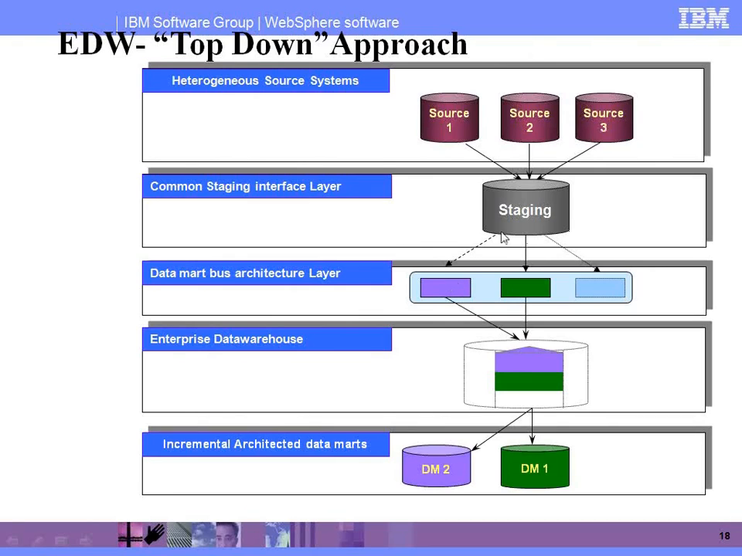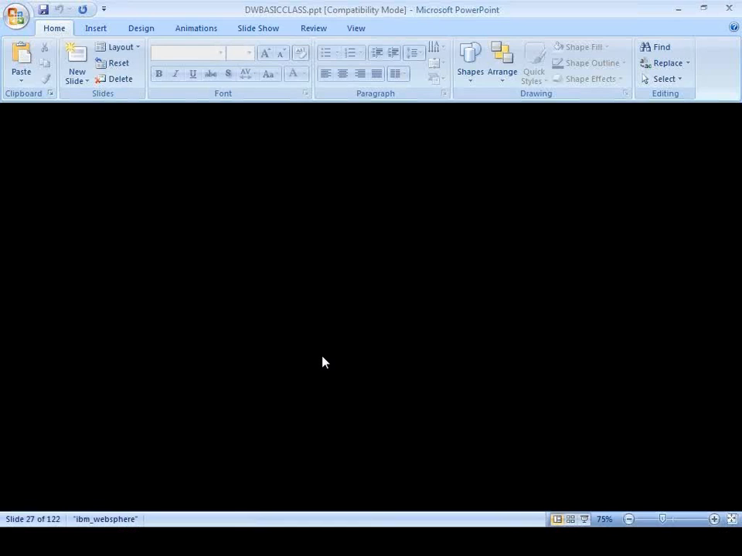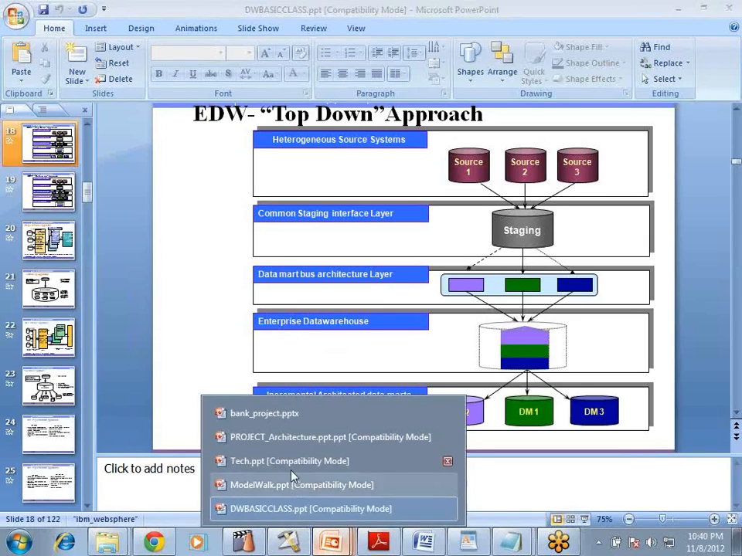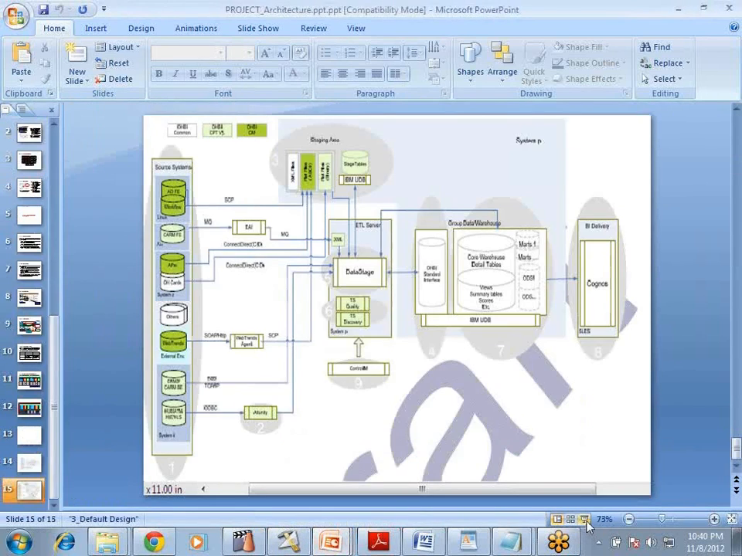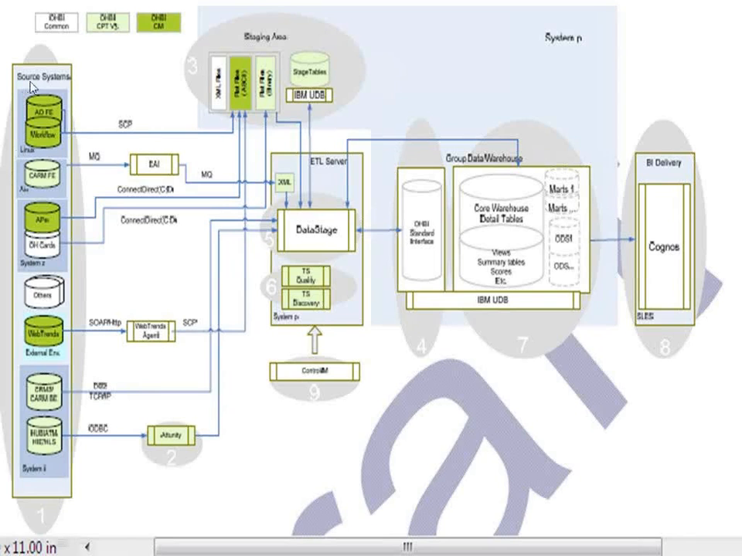Let me show you the project architecture which we created. If you observe the system, we have n number of sources, then the ETL layer, ETL to staging, staging to warehouse, and warehouse to marts. This is the approach we implemented to create this kind of data warehouse architecture. The approach we follow here is the top-down approach, which we implement in warehouses.